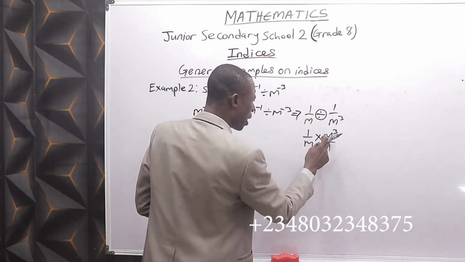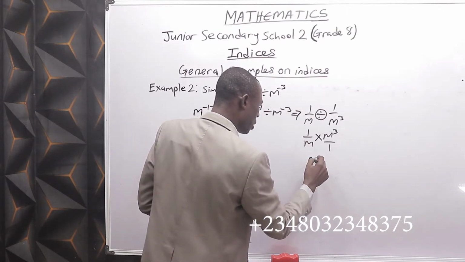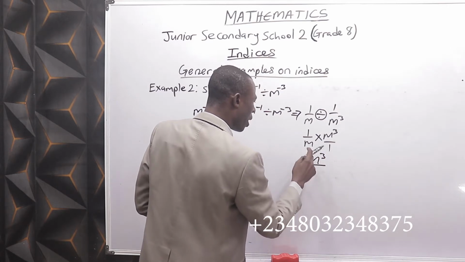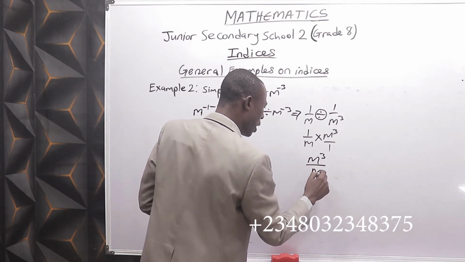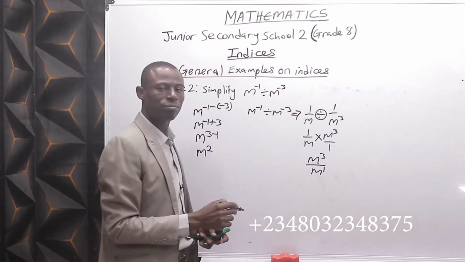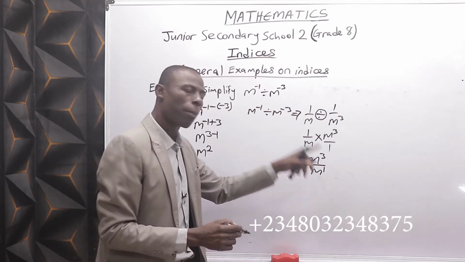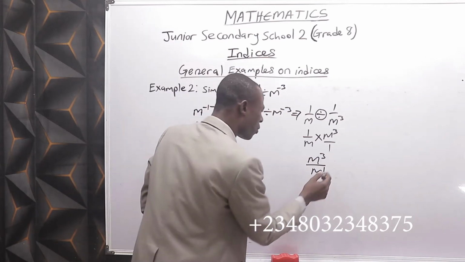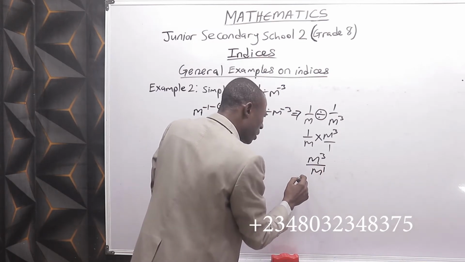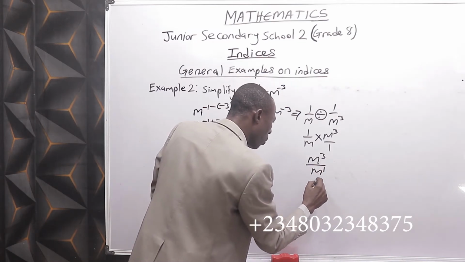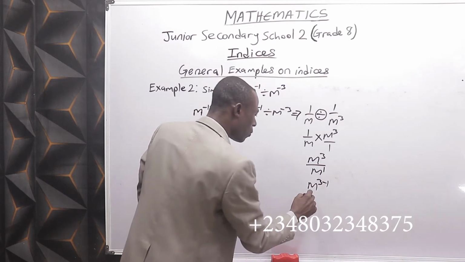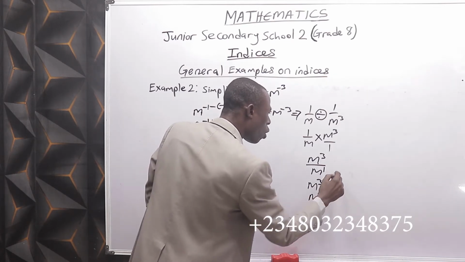So, 1 times m raised to the power 3, that is m raised to the power 3, over m times 1, that is m raised to the power 1. M is having power 1. Yes, you can now round it up by having m raised to power 3 minus 1. Finally, m raised to power 2.